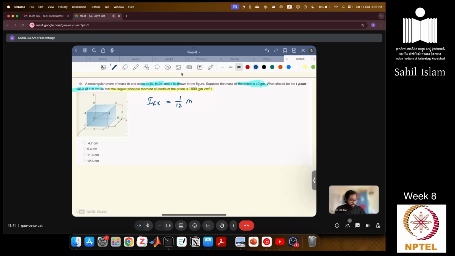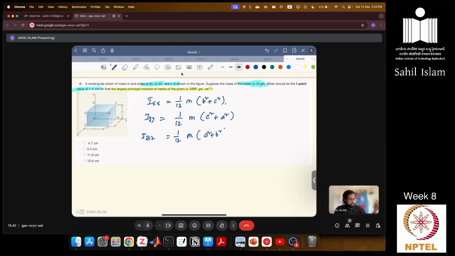The three principal moments of inertia for this cubic setup: for the x-axis, Ixx is 1 by 12 M times b square plus c square. The other two: Iyy will be equal to 1 by 12 M times c square plus a square, and Izz equals 1 by 12 M times a square plus b square.